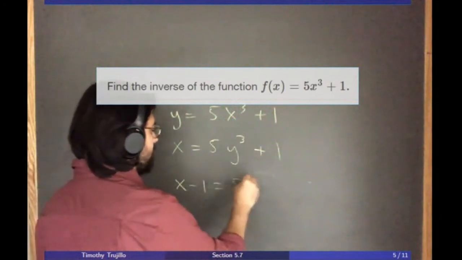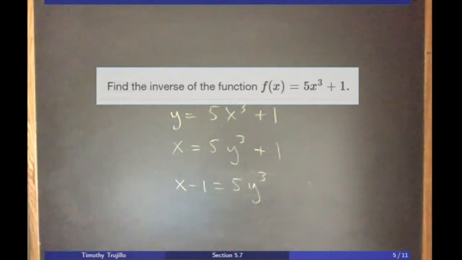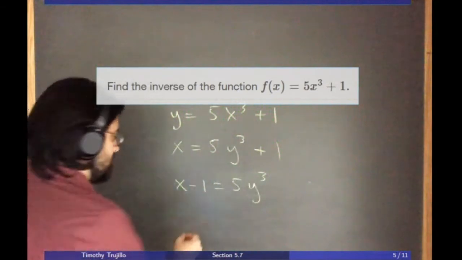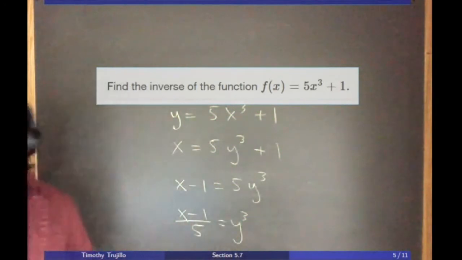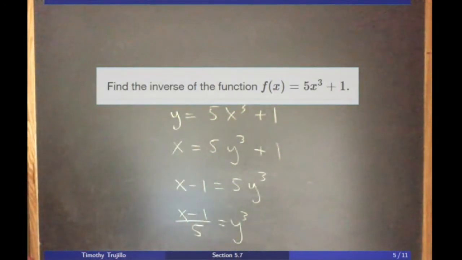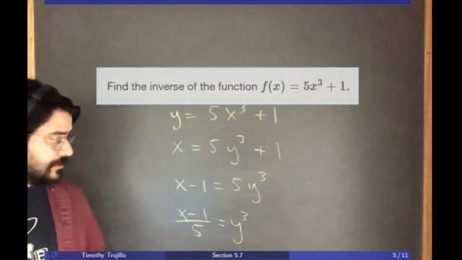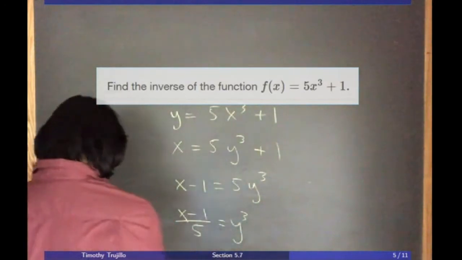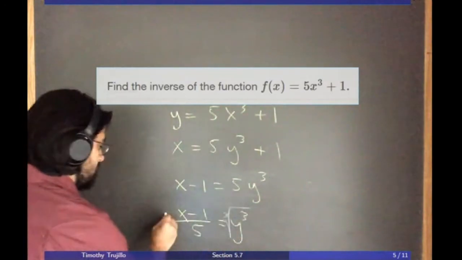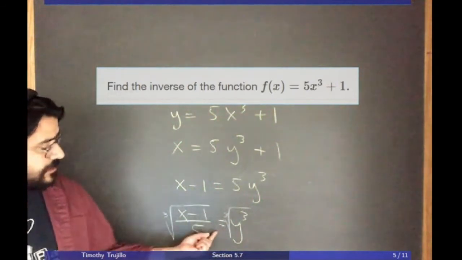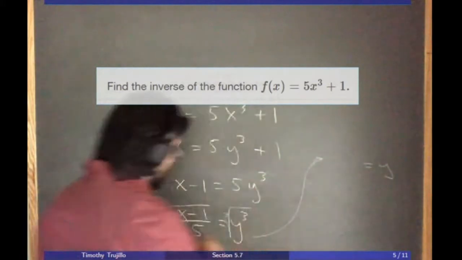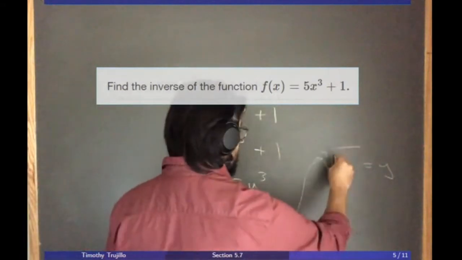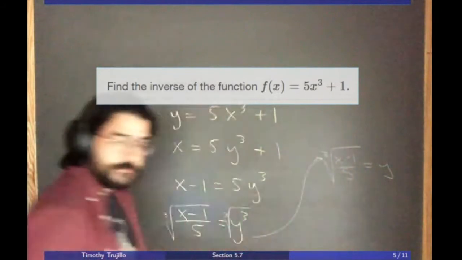So let's subtract 1 from both sides. We get x minus 1 is equal to 5 times y cubed. Then we can divide by 5 on both sides of this expression. We get x minus 1 divided by 5 is equal to y cubed. Okay, and the last step in this problem is to take the third root of both sides, because we want to undo this 3. So here we'll take the third root here, and we'll take the third root here. And the purpose of taking the third root of both sides is that when you do that, you get back y on this side, and over here you're going to get the third root of x minus 1 over 5.